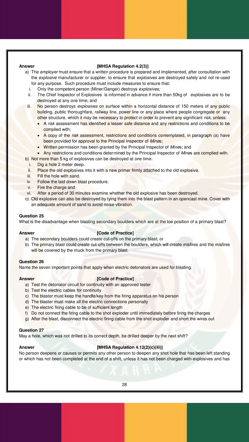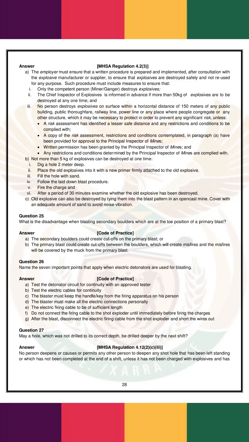C. Old explosive can also be destroyed by tying it into the blast pattern in an open-cast mine. Cover with an adequate amount of sand to avoid noise and vibration. Question 25. What is the disadvantage when blasting secondary boulders which are at the toe position of a primary blast? A. The secondary boulders could create cutoffs on the primary blast. Or B. The primary blast could create cutoffs between the boulders, which will create misfires, and the misfires will be covered by the muck from the primary blast.